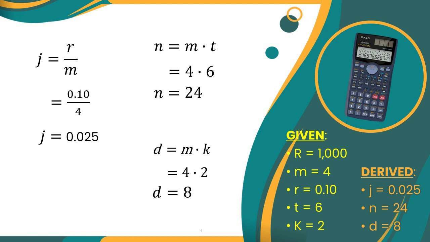To solve the problem, the following should be done. First, solve for J using the formula J equals r divided by M. Second, solve for N using the formula N equals M times T. Third, solve for D using the formula D equals M times K.